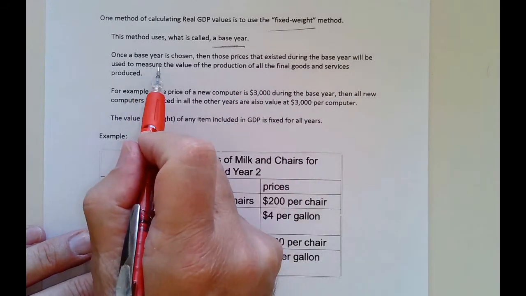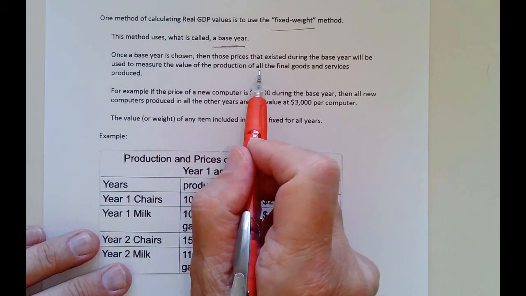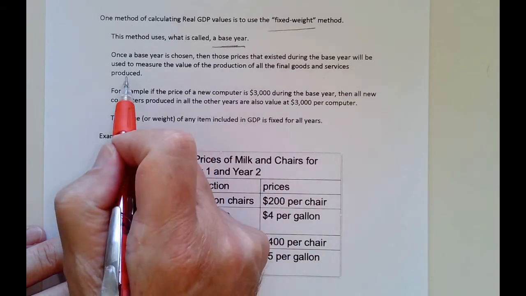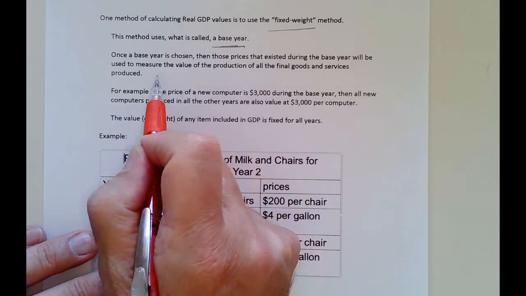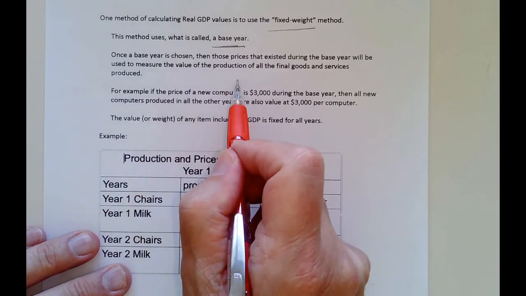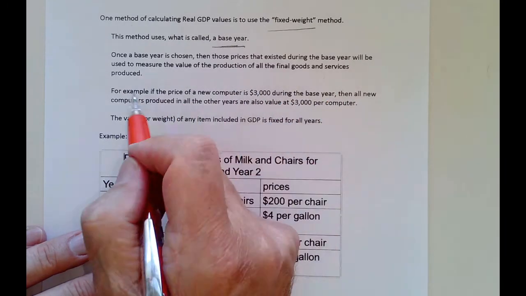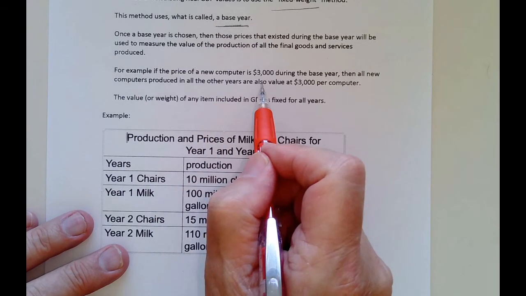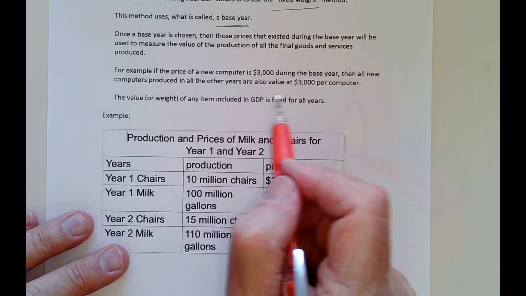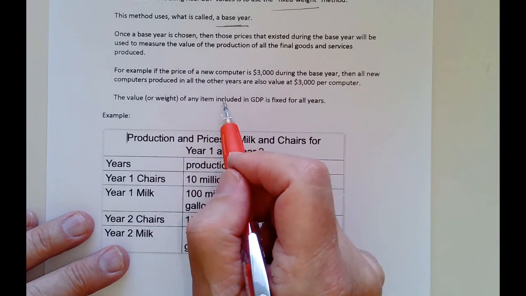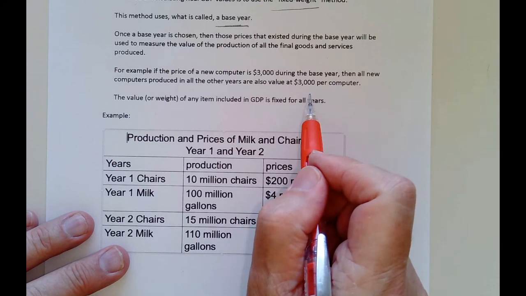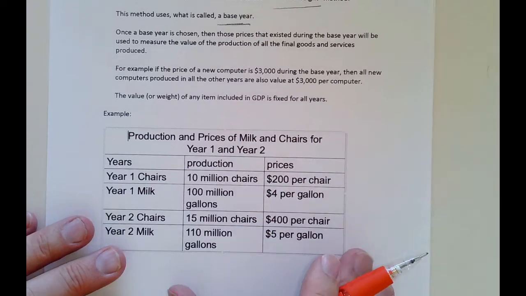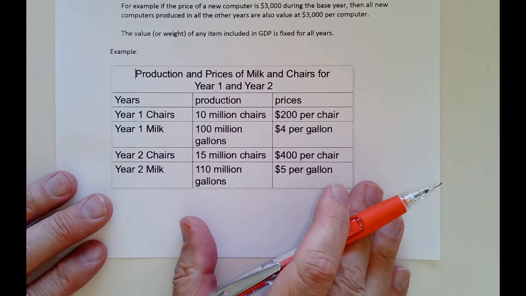So once the base year is chosen, then those prices that existed during the base year will be used to measure the value of the production of all the final goods and services produced. So for example, if the price of a new computer is $3,000 during the base year, then all new computers produced in all the other years are also going to be valued at $3,000. So no more inflation.